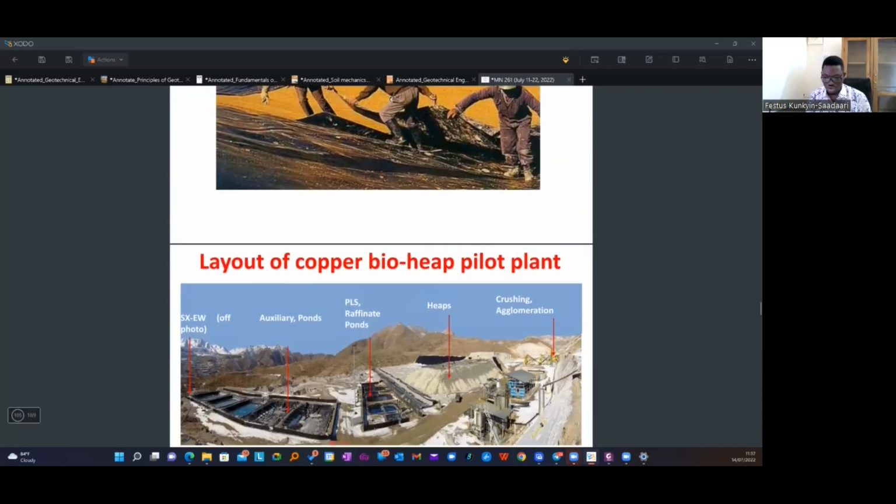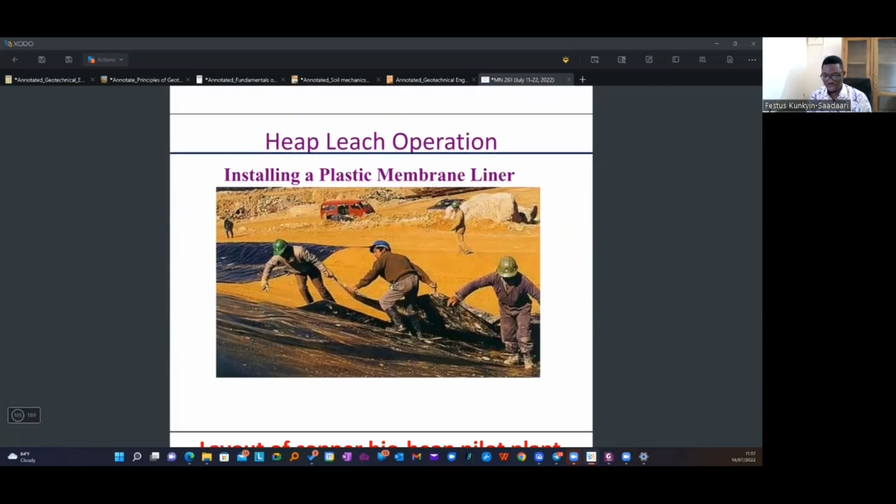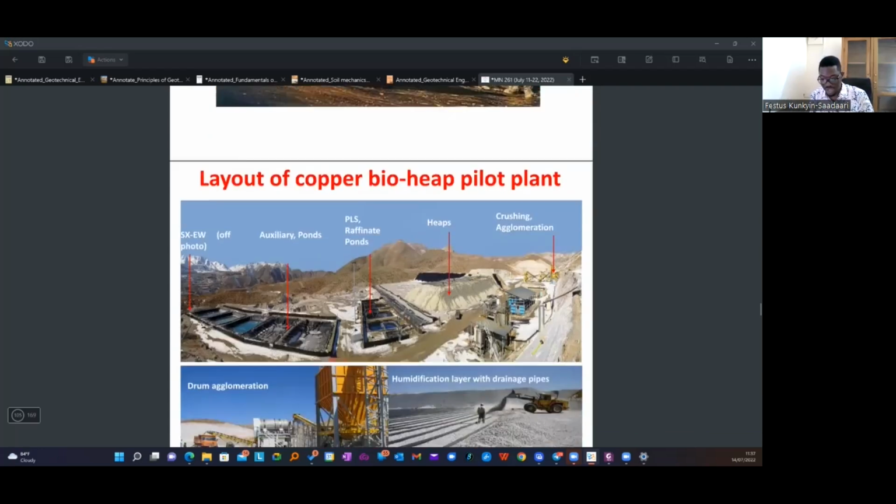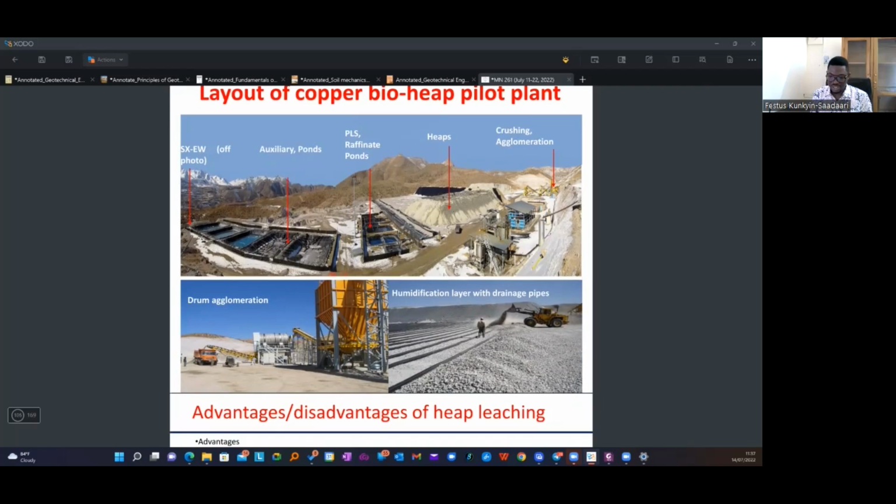So we talked about heap leaching. Let me see if I can do. So this is the process of heap leaching. They are using plastic lining to line the ground so that when they lay the materials on it, it does not penetrate the ground. So heap leaching is a bit controlled. But when we come to in-situ leaching, you can't control what is happening down there. And so this is some of the setup for heap leaching.